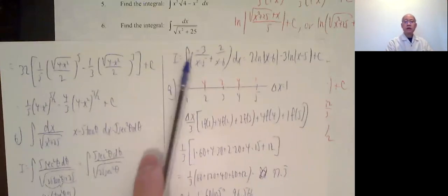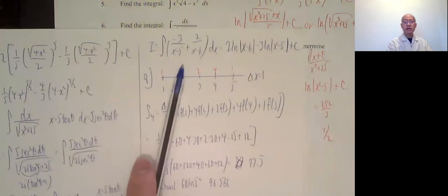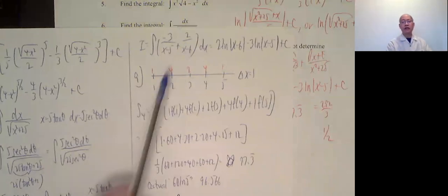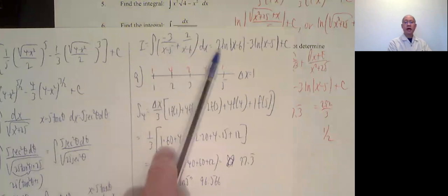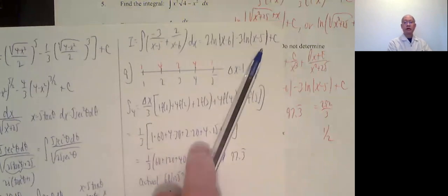So I is the integral of negative 3 over x minus 5 plus 2 over x minus 6. And in the final answer, I decided to put the positive first. It prevents you from writing one more symbol. You don't have to write that plus. So I'm going to go 2 ln absolute value of x minus 6 minus 3 ln absolute value of x minus 5 plus C.